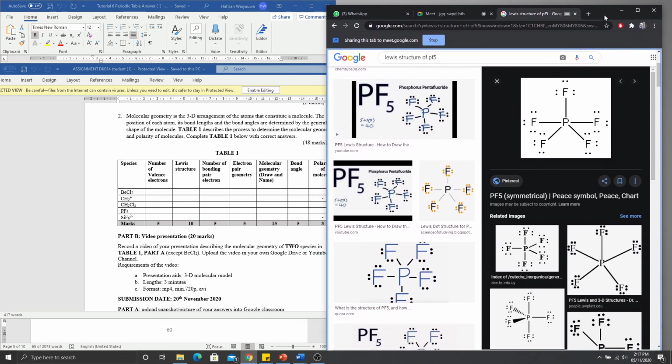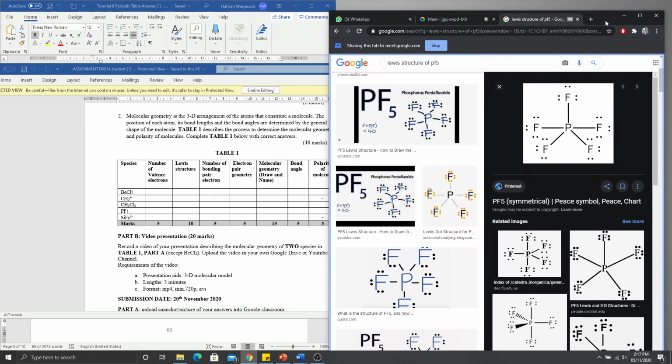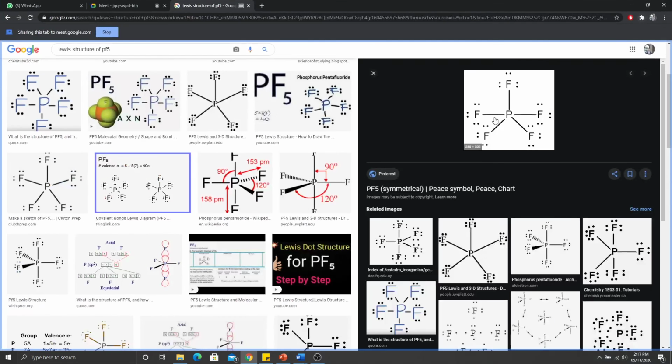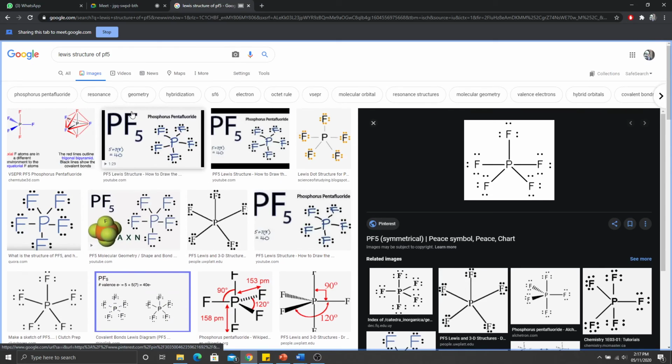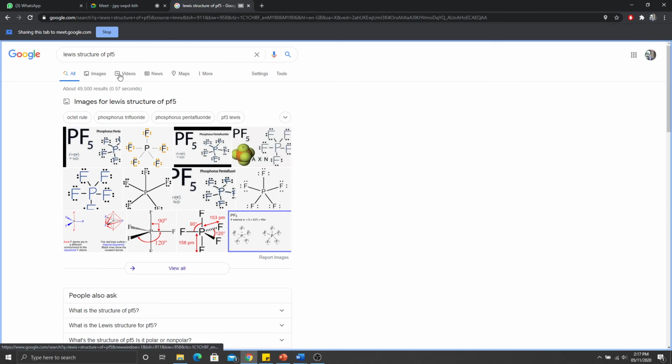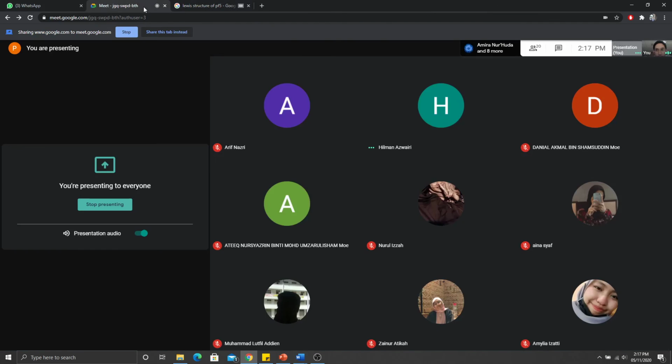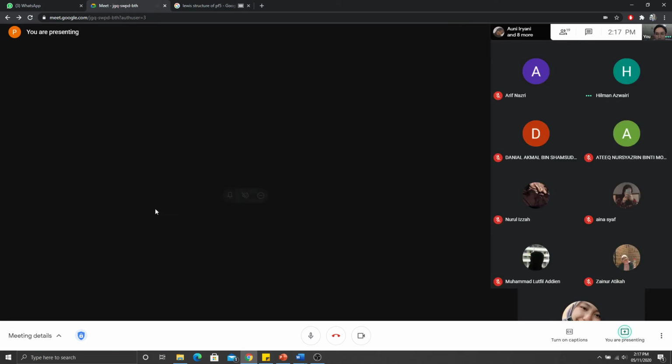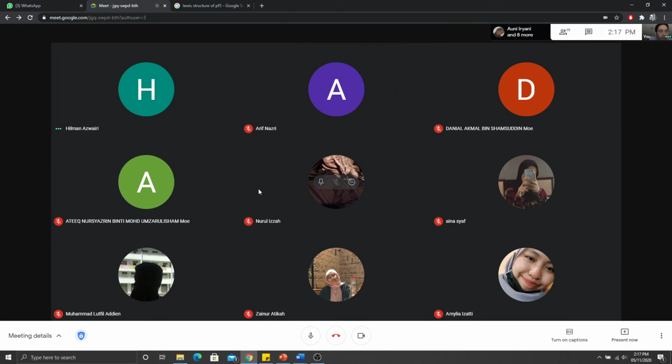So, for example, kalau you guys nak buat model from this, buatlah guna kayu, guna kertas ke. Later if I have time, I'll show you the structure of this atom. I'll tangkap gambar, I'll post kat WhatsApp ke or something like that. Do you have any more question?